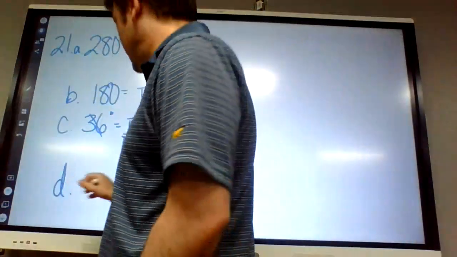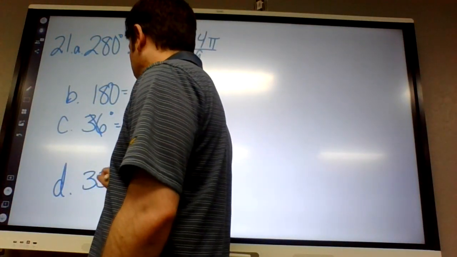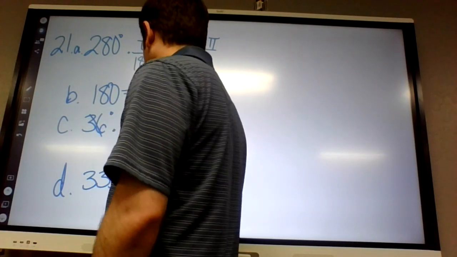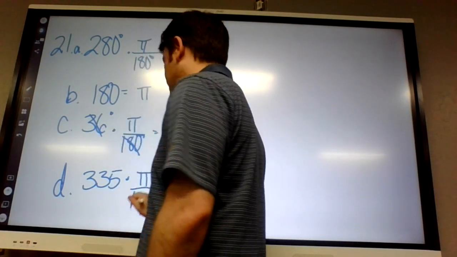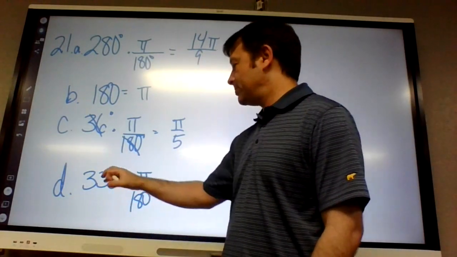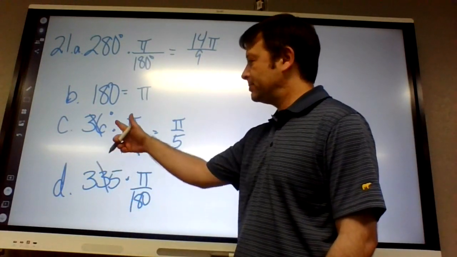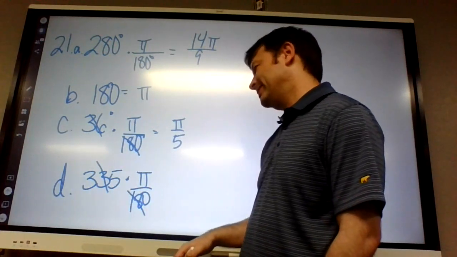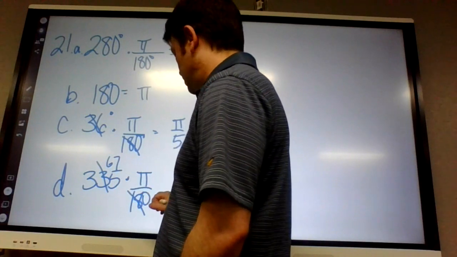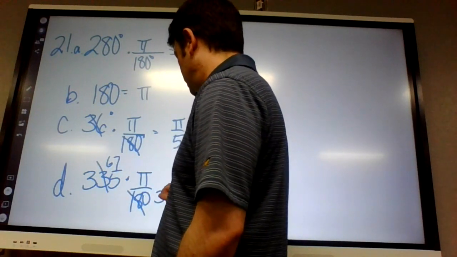D, 335. I don't know if I do that one in my head. I put equals there. Oopsie. But yeah, you just plug that in the calculator every time. Or probably on that page, they probably have a lot of these. Yeah, no, not all of them. Divided by 5 would be 67.36.